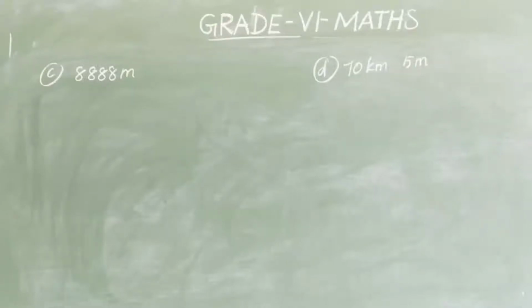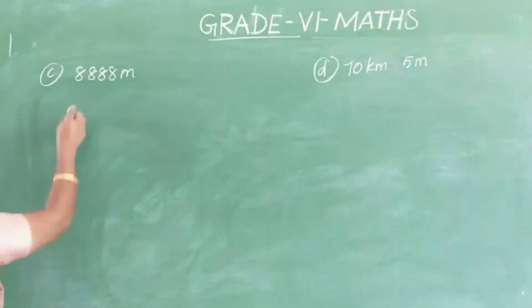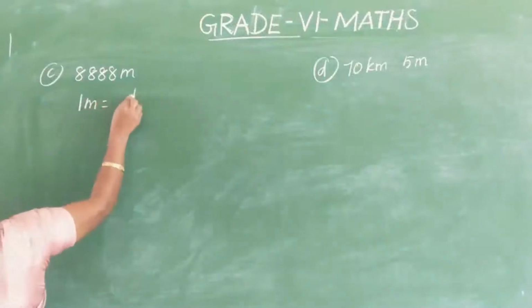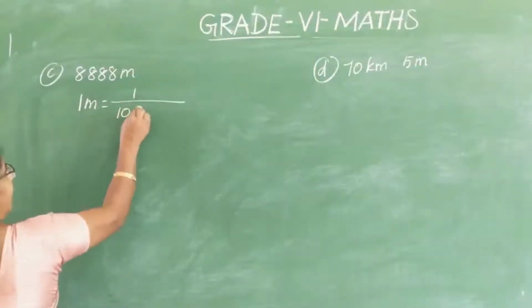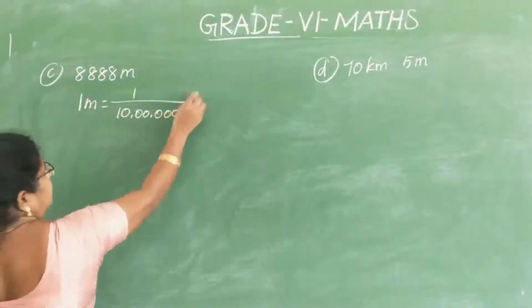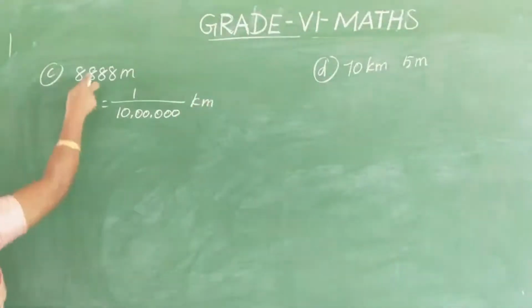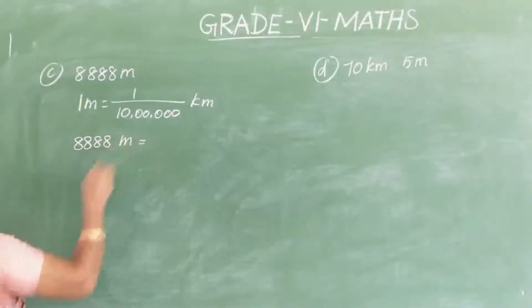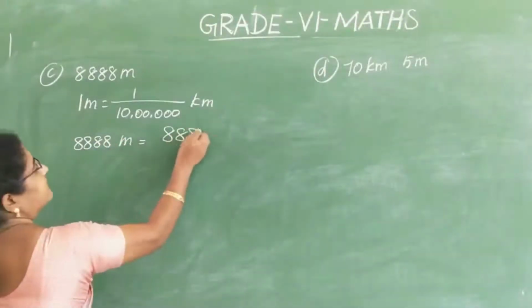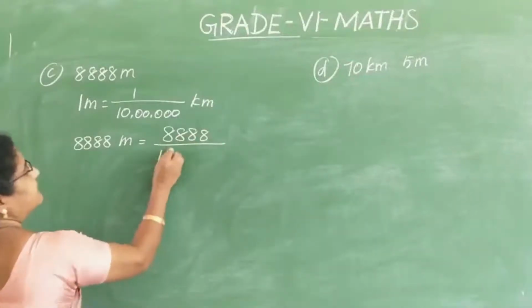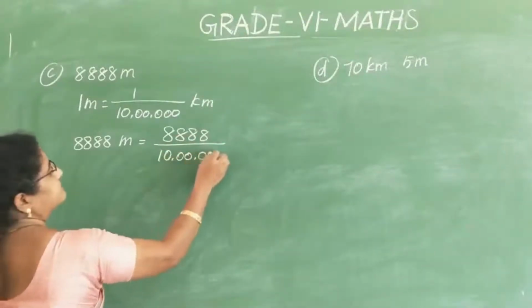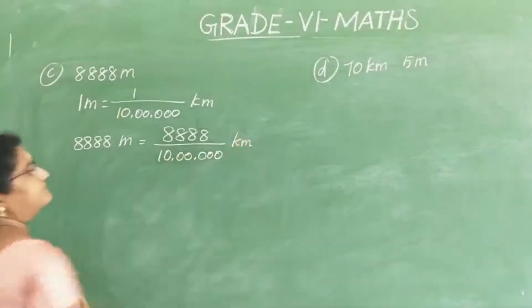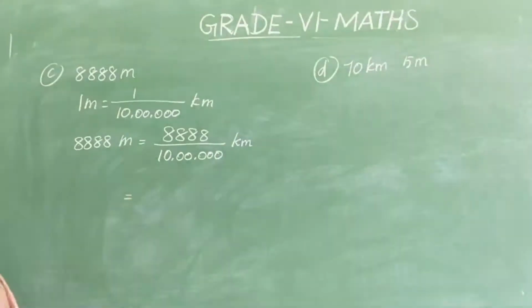Next, C question. 8,888 meter convert into kilometer. So, same thing, 1 meter equal to 1 by 10 lakh kilometer. The given question is 8,888 meter equal to 8,888 divided by 10 lakh kilometer. Now, write in a decimal form.